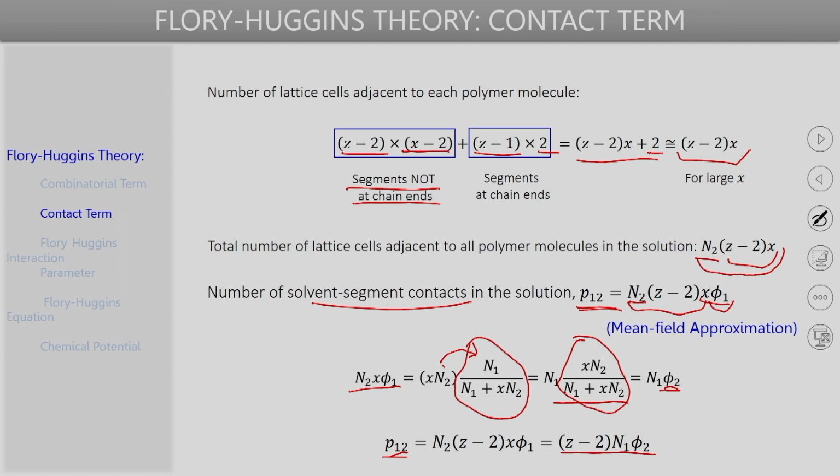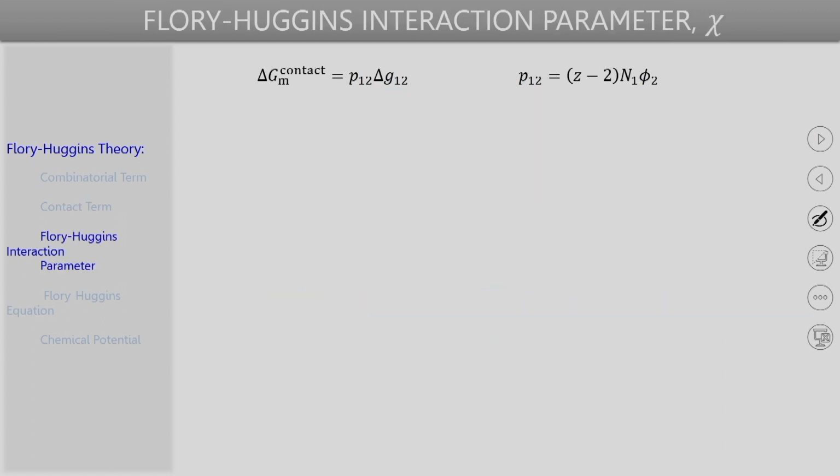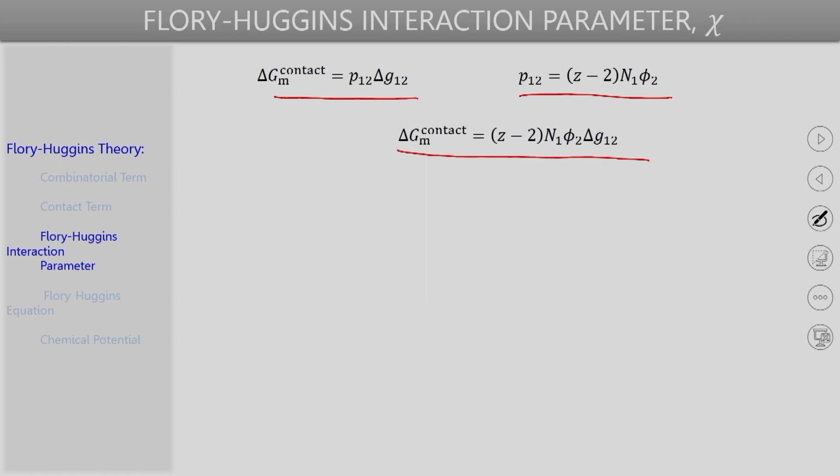So, once we have an expression for P12, we can plug that back into the expression for the contact Gibbs energy change of mixing. The contact Gibbs energy change of mixing is given by P12 times this. So, combining these two, the expression for the contact Gibbs energy change of mixing is z minus 2 N1 phi 2 times this delta G12 term.